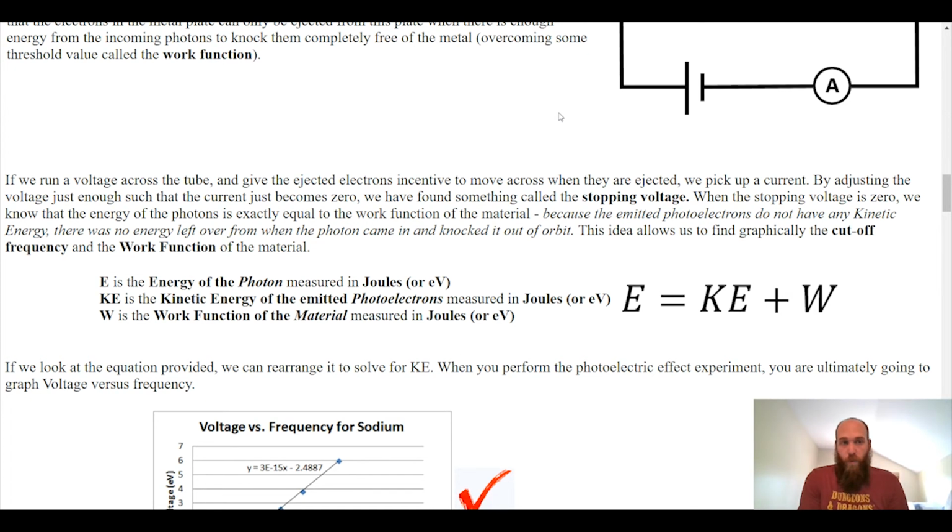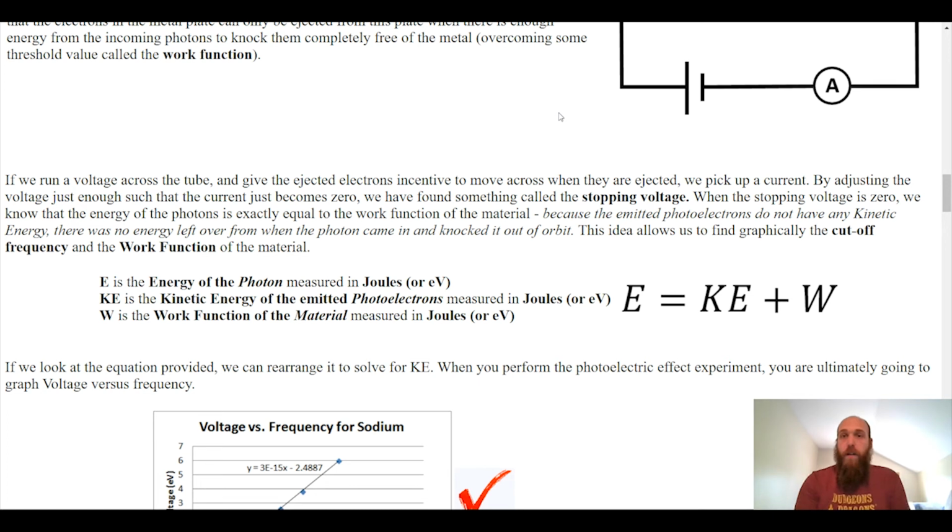So the simplest case for working with this formula, E equals Ke plus W, is when the electrons don't have any kinetic energy at all. They are able to be removed, but they don't actually travel across the tube. So this is the case when you've met that stopping voltage.